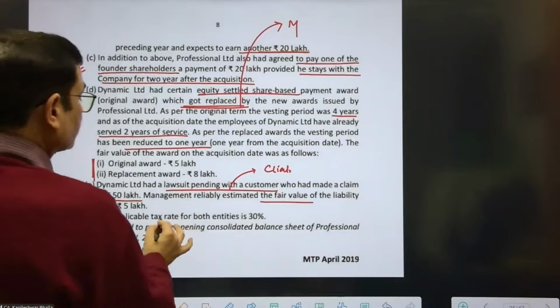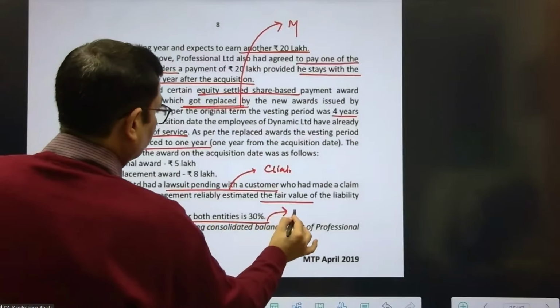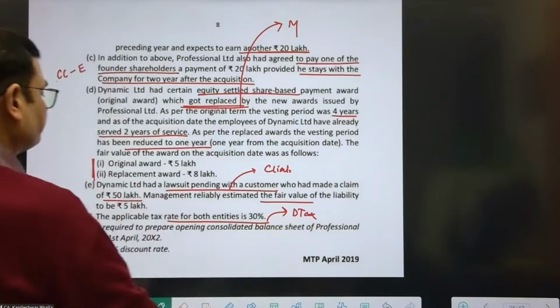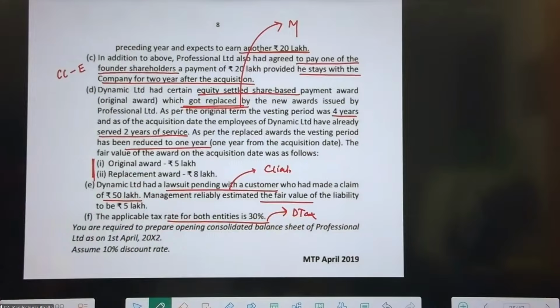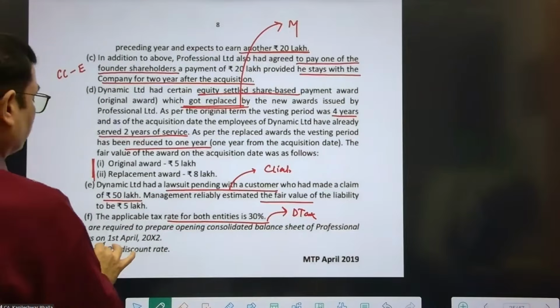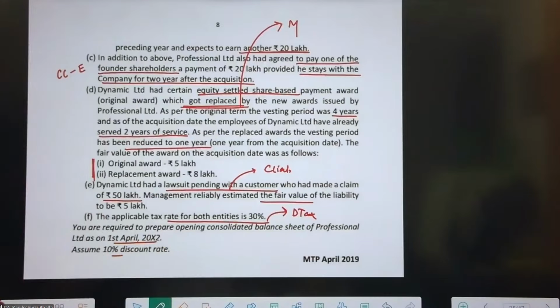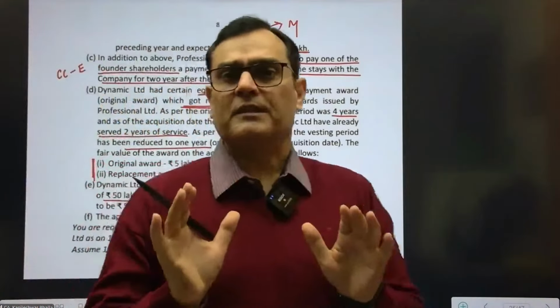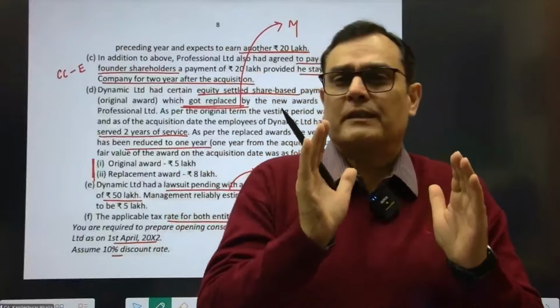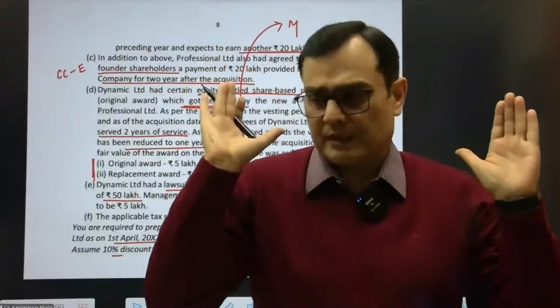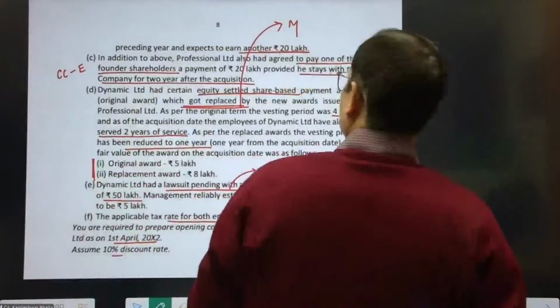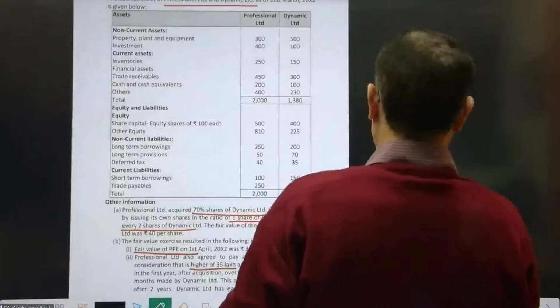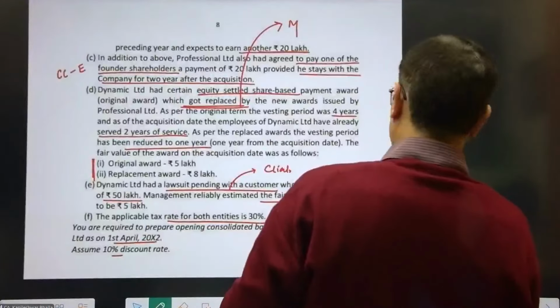Then the applicable tax rate is given, which gives rise to deferred tax implications. You're required to prepare the opening consolidated balance sheet on 1st April X2, and we're given a 10% discounting rate as well. So what we need to do is just apply the 7-step model thoughtfully, step by step, and you'll get the results. Let's begin. This is question number 7 actually. So let's start the answer.